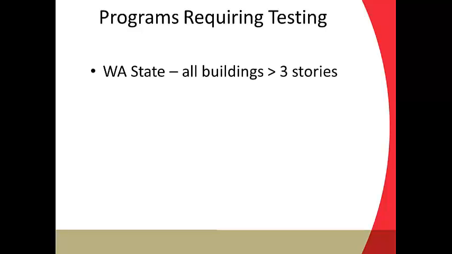Washington State has had requirements for testing all buildings greater than 3 stories for a number of years, and it's mainly enforced in the Seattle area. The standard is 0.4 CFM per square foot of surface area, so they give you a little bit of leeway.